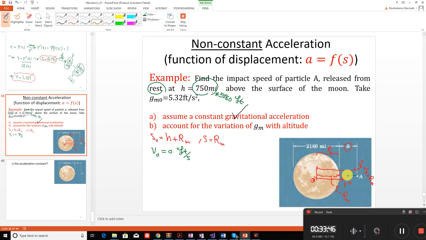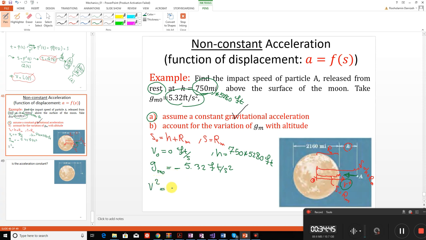Acceleration, we know the acceleration is in the direction towards the center of the moon, and because we assume the outward direction to be positive for radial variation, the acceleration is negative. Here is the magnitude of acceleration, but for our coordinate system it is negative. And we change the units to feet, because for part A we have a constant acceleration problem. We can easily use this formulation.